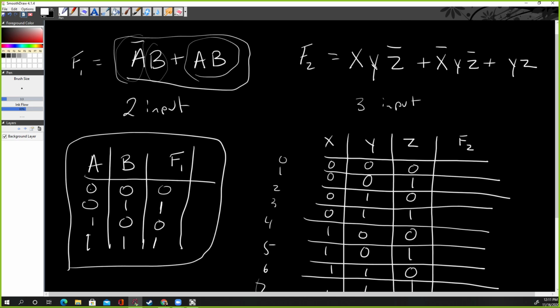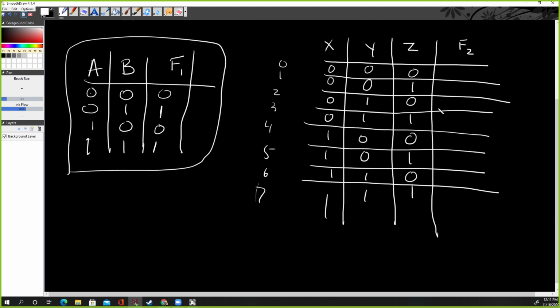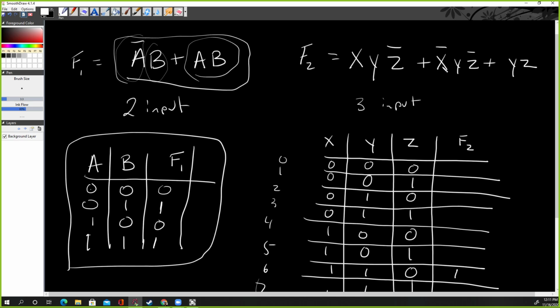Now, let's find one where X and Y are on, but Z is off. That would be this one right here. X is on, Y is on, but Z is off. That's that one. Let's go here. X and Z are off, but Y is on.